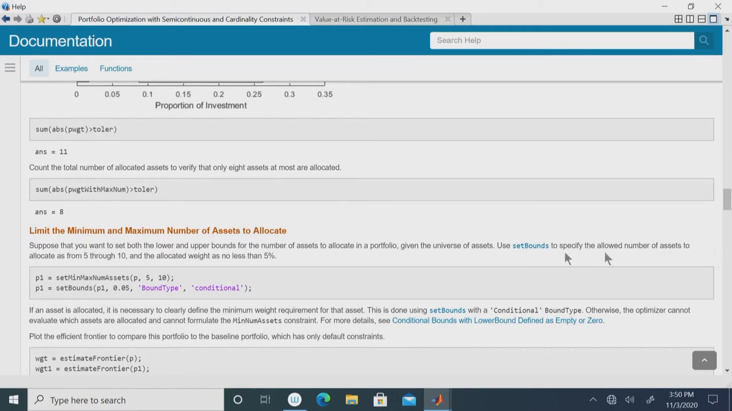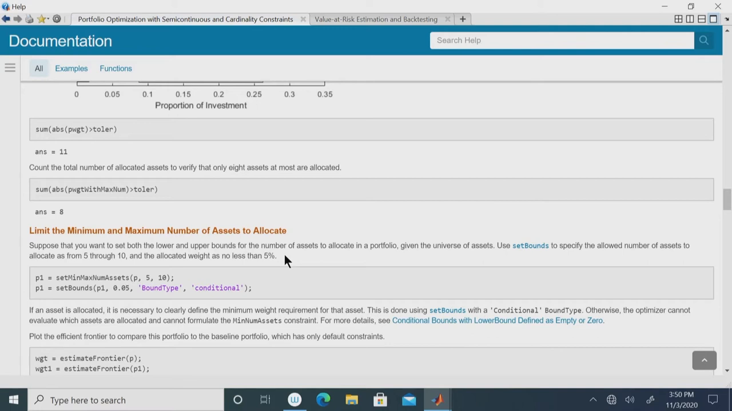So, for illustrative purposes, we say that the number of assets which you can allocate is going to be a minimum of 5 and a maximum of 10, and of course with the condition that the weights are no less than 5%. So what I am doing here is taking the first constraint that the weights should not be less than 5%, the second constraint on the maximum number of assets, which in this case, for illustrative purposes as an example, I set to be 10.